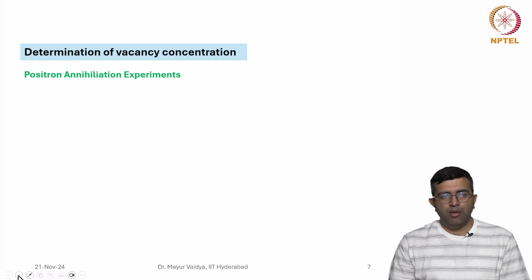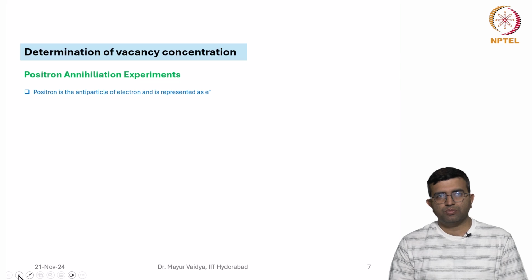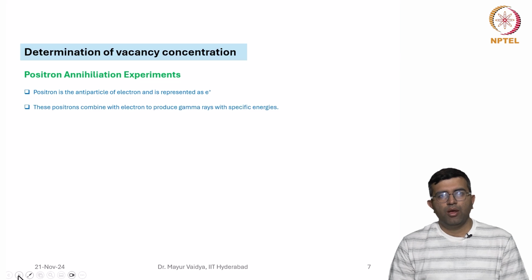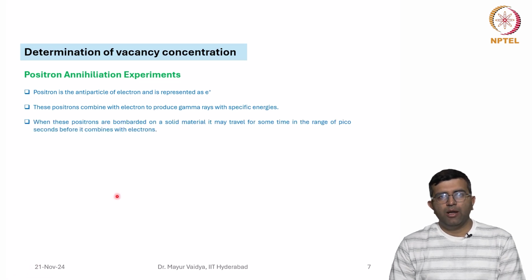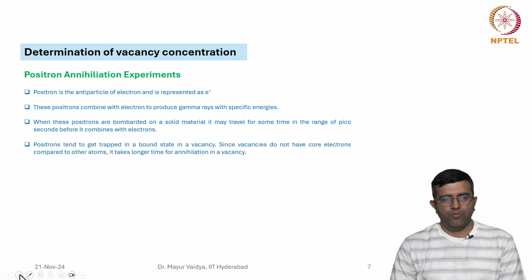Another very important method of determining the vacancy concentration is known as the positron annihilation experiment. Positron is nothing but the antiparticle of the electron and is represented as e plus. And these positrons combine with electrons to produce gamma rays with specific energies. When these positrons are bombarded on a solid material, they may travel for some time in the range of picoseconds before they combine with electrons.